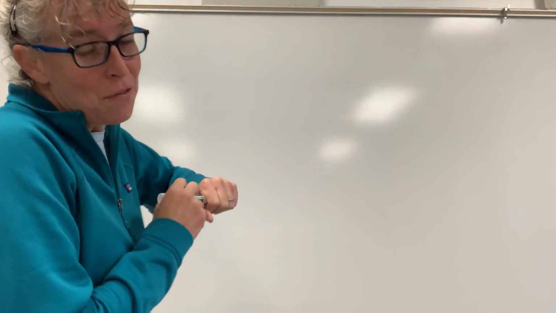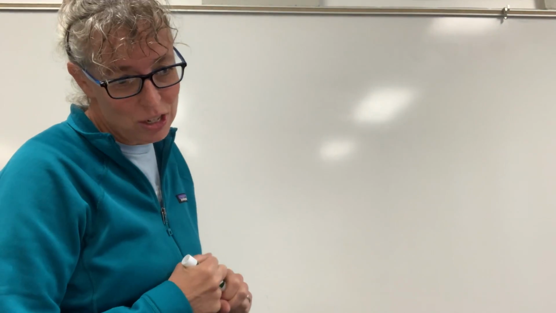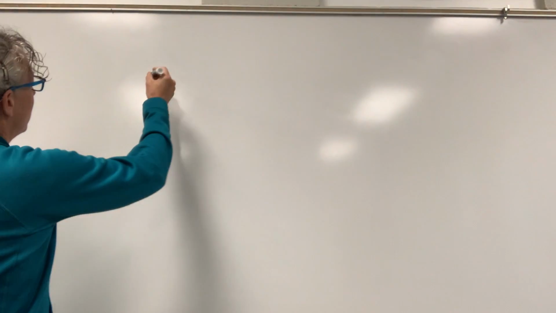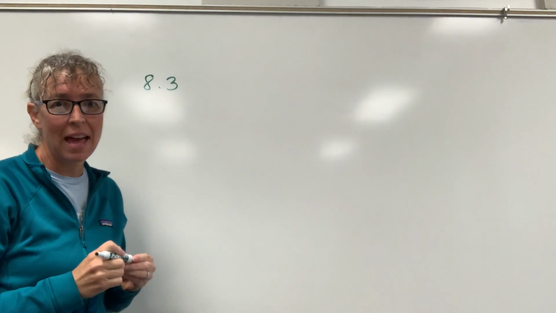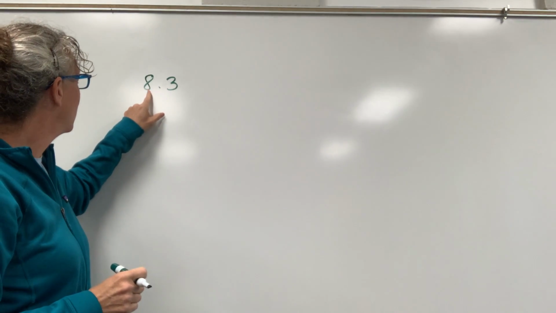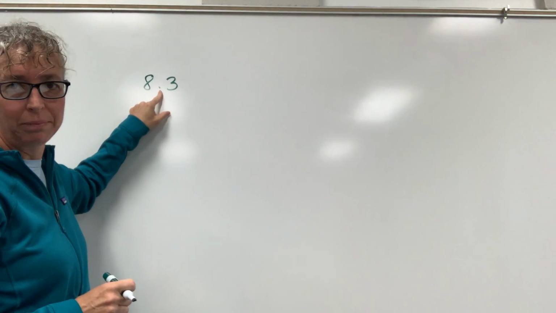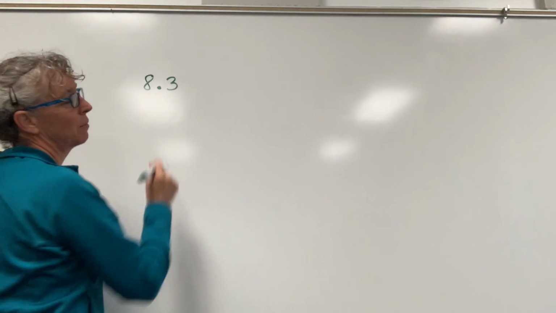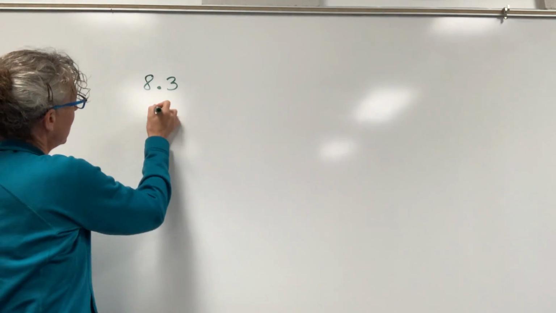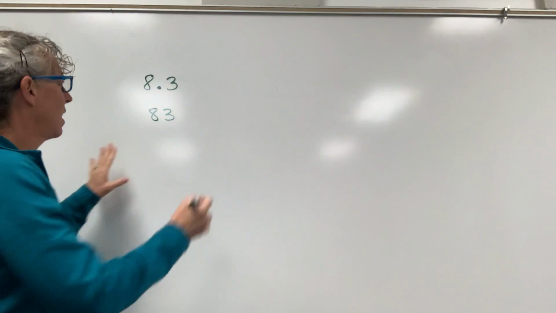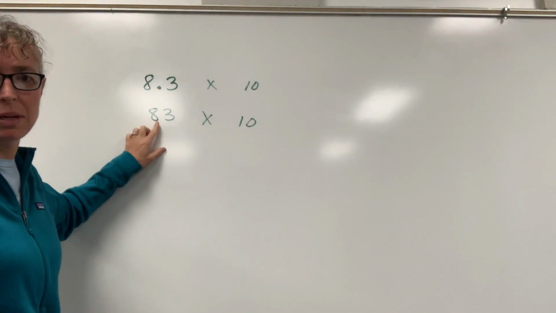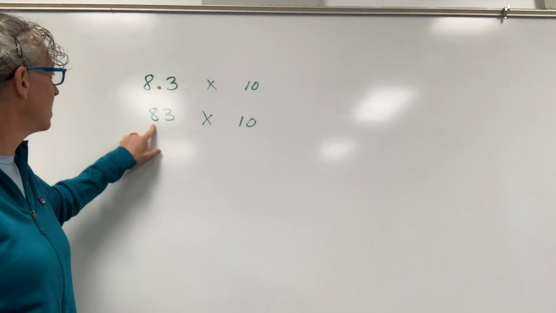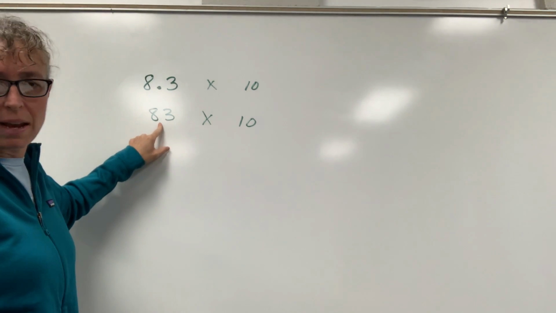Okay, for it to be written in scientific notation, the number that you have at the beginning has to have only one number in front of the decimal. Here's my decimal. I don't know if you can see it. There we go. If this was 83 times 10 to the whatever, this would not be in scientific notation because the decimal is not right after the first number.